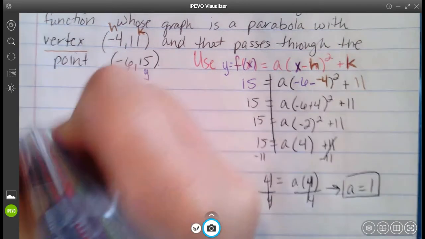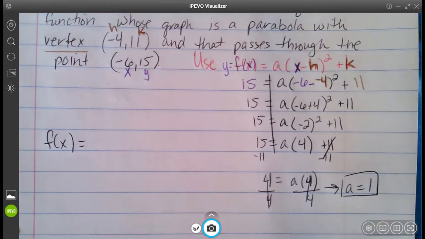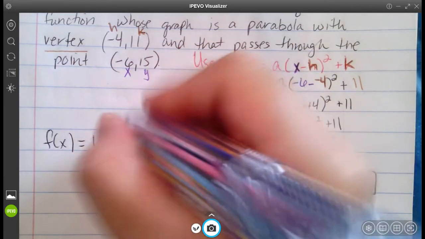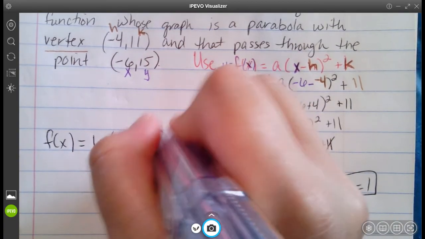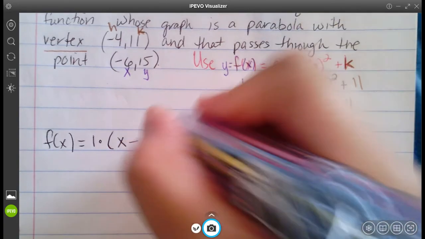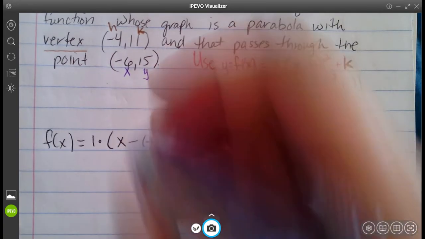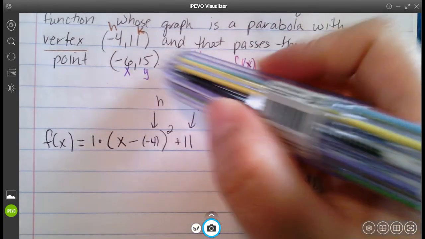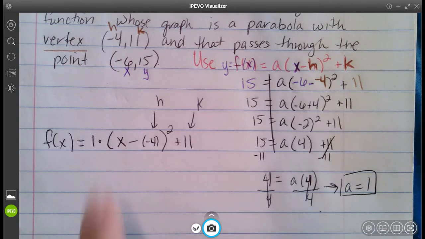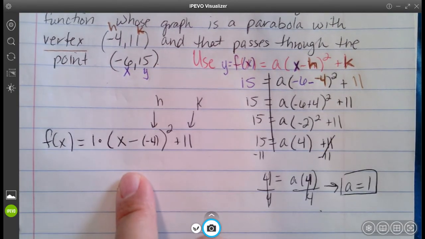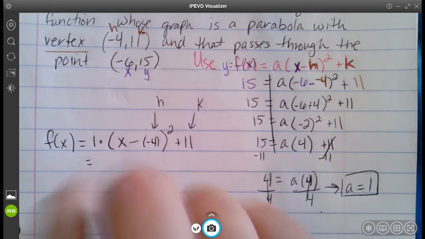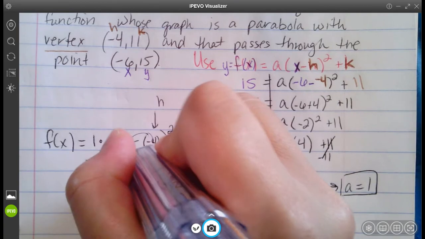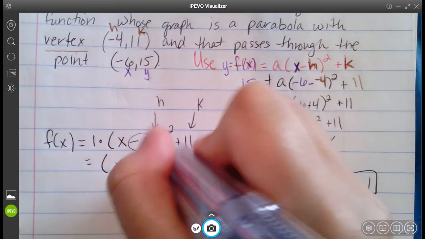So our equation would be f of x equals 1 times (x minus -4) squared plus 11. So right here, this is our h, and this is our k. We no longer need the points, we just needed them to find the a. And then from here, you would just make this look nicer, because that looks really weird. So I would probably get rid of the 1, and I would definitely combine those two, so it's going to give me that +4 and plus 11.